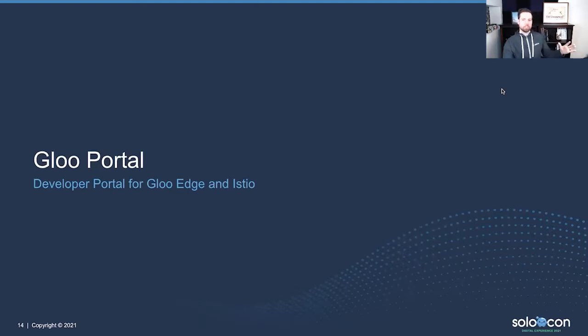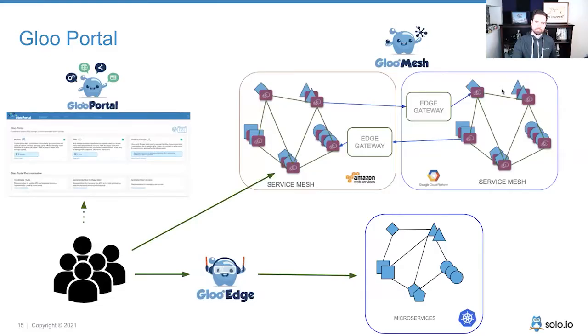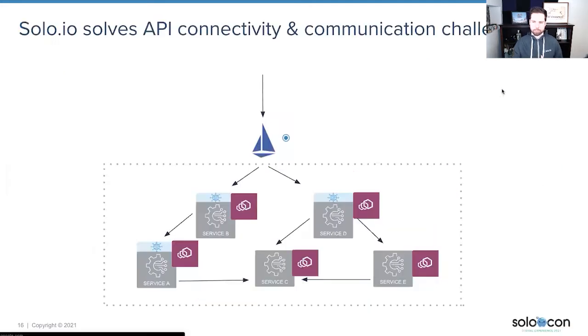Well, let me introduce you to the Glue portal, your developer portal for Glue Edge as well as Istio. A Glue portal sits in front of Istio. It sits in front of Glue Edge. And you heard about Glue Edge 2.0. So all these things are merging together. And it really abstracts the APIs and services from those clusters into an easy to read catalog that is self-service for your developers, so that they can test out those APIs instantly.